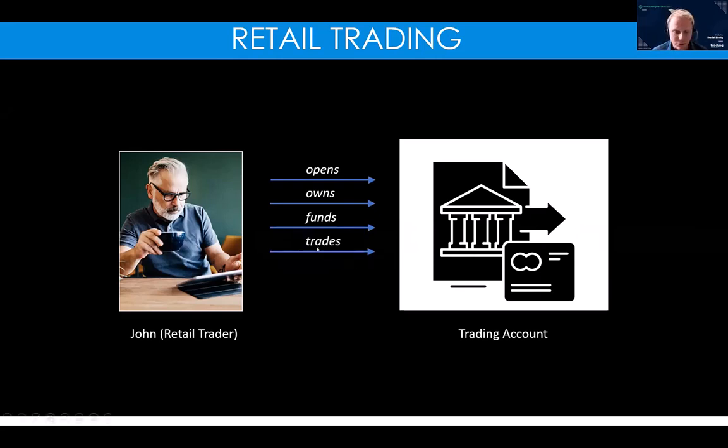He can place his own trade that is completely self-directed. He decides what to buy, what to sell, how much to buy, how much to sell. And eventually, he will also withdraw funds from his trading account. And that used to be the classic scenario for many, many years. Now, this has changed a bit.